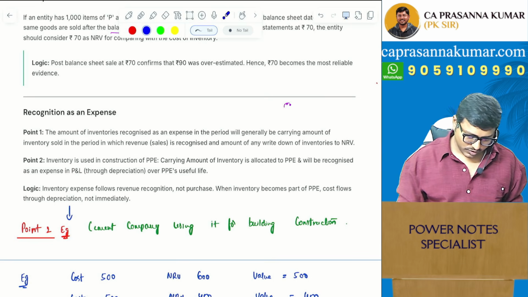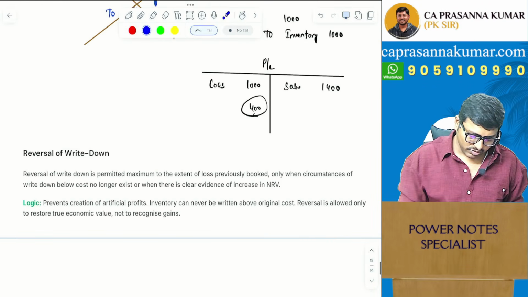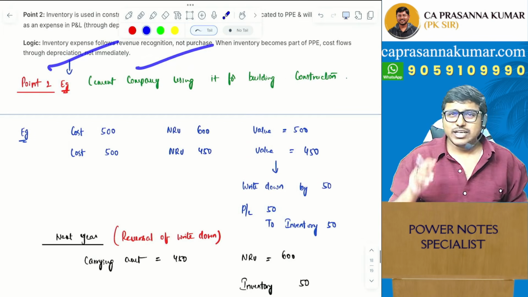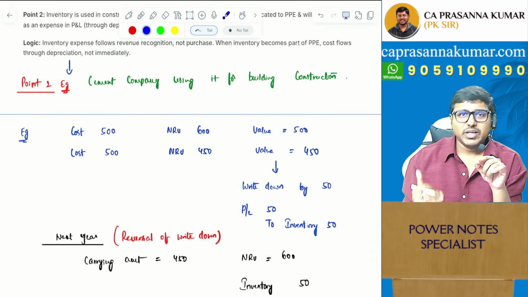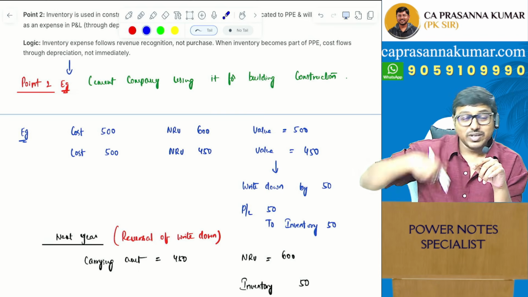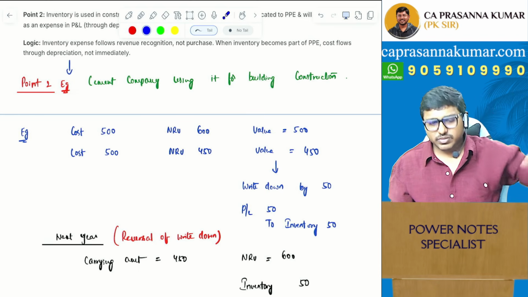Got it? Chalo, that's it. Look at this example, you'll have an idea. In this example, we'll also cover reversal of write down. Write down means you already know, cost will be there. If NRV is less than that, you'll be writing down the value of the inventory. Sometimes you will reverse that write down as well. That we'll try to understand with this example. This is the last concept of this particular Ind AS.